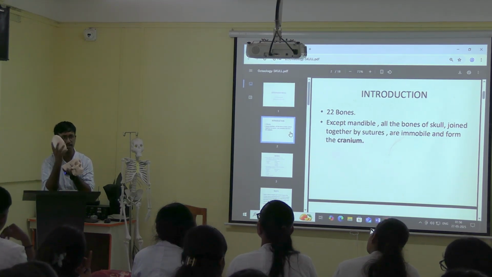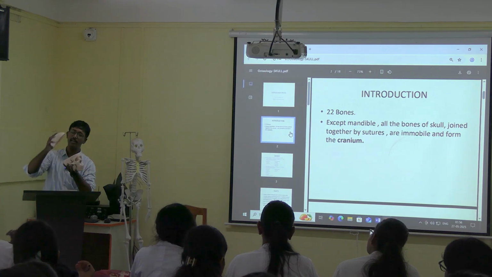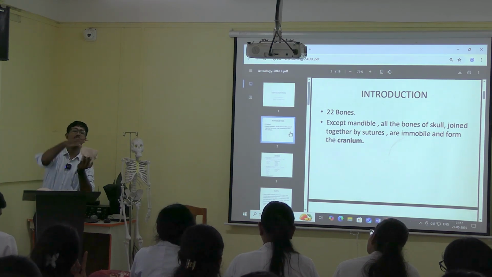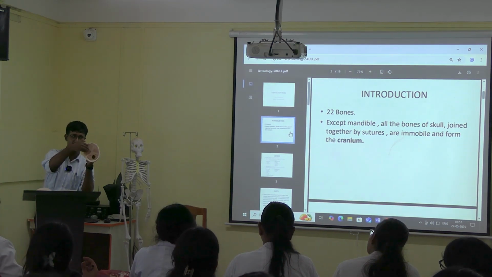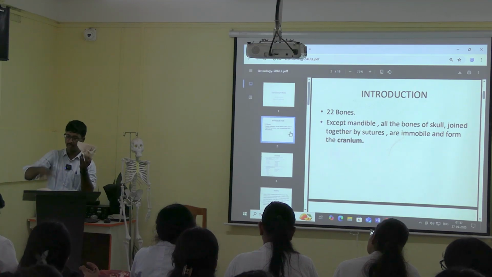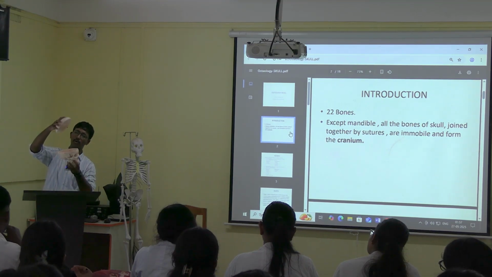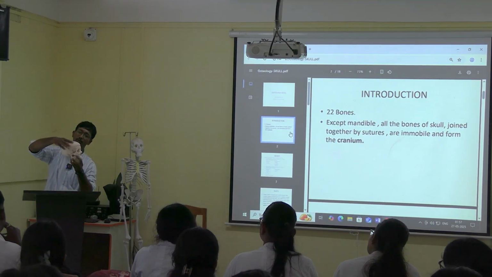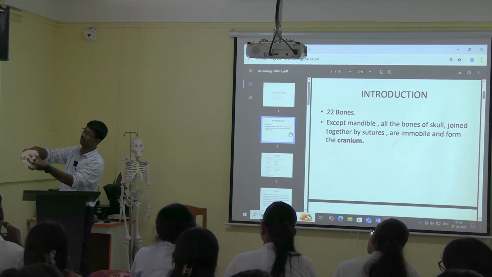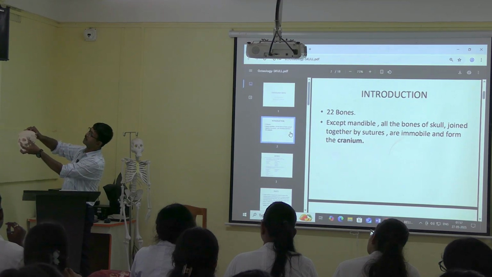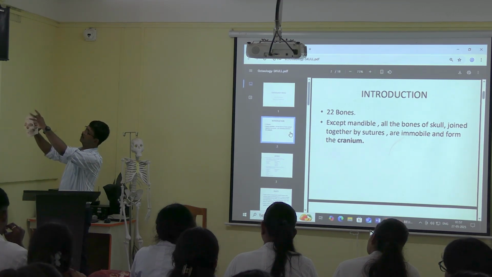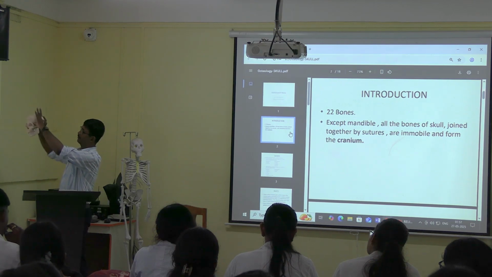This is known as the cranial vault. It is attached with this base. This is the base of the skull. So together this cranial vault and this base form the cranial skeleton. So this is the cranial skeleton, this part.